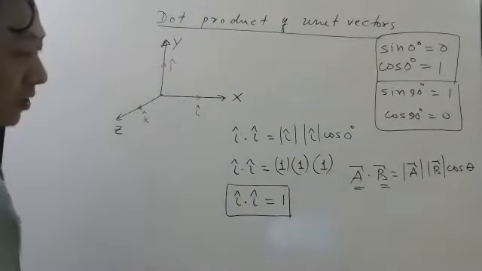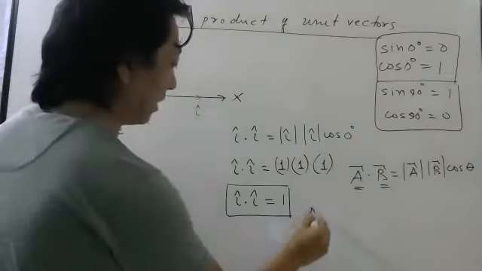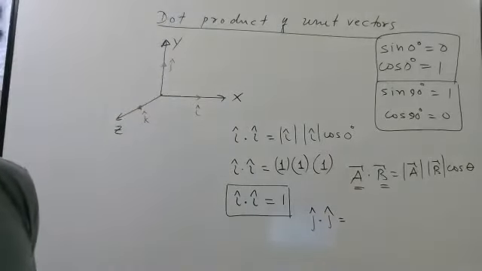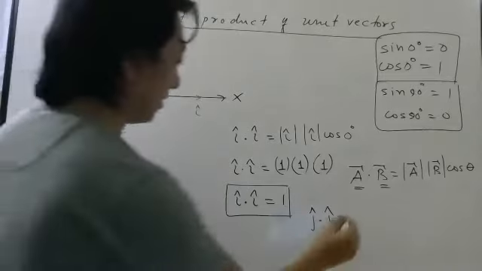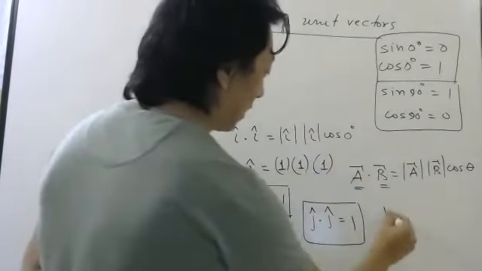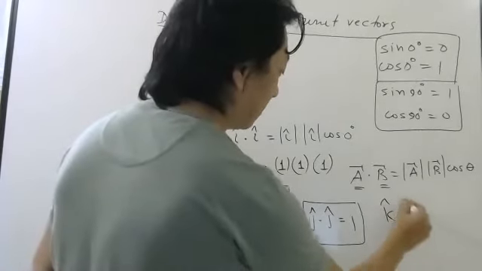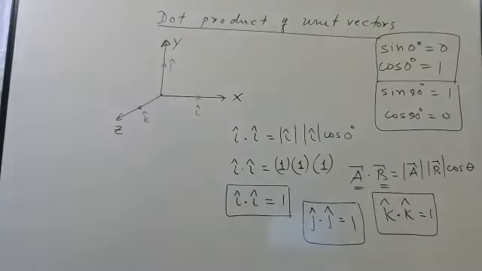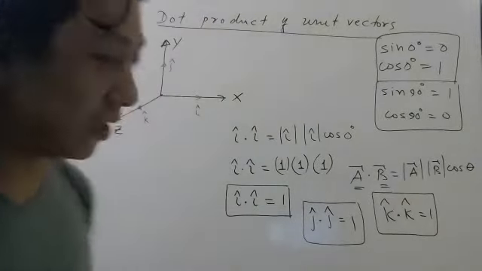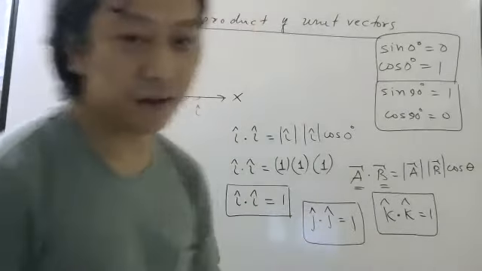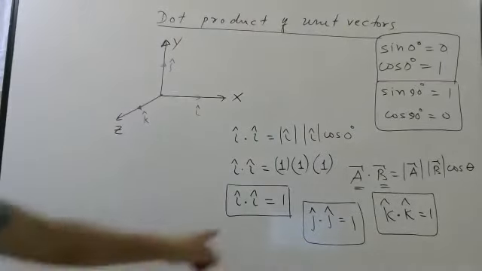So now, without wasting time, directly we can say what will be j cap dot j cap? That will be also 1. Same application. K cap dot k cap, that will be 1. So i cap dot i cap will be 1. J cap dot j cap will be 1. K cap dot k cap will be 1. Keep in mind, later we will be using these results.